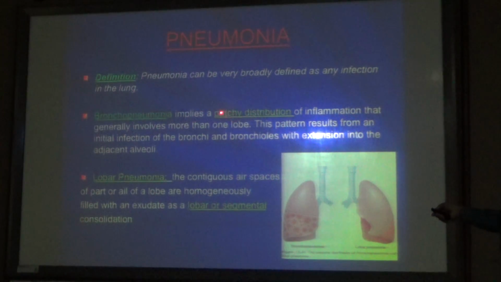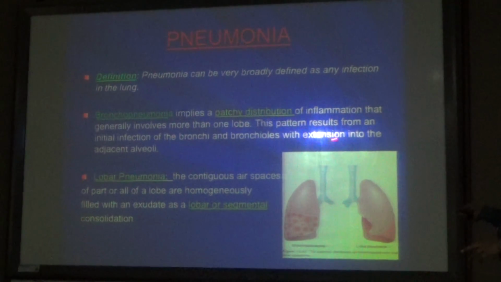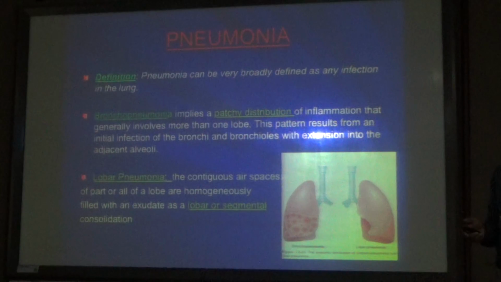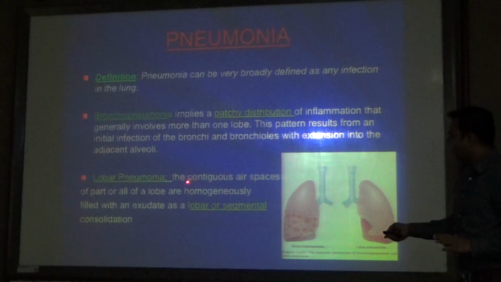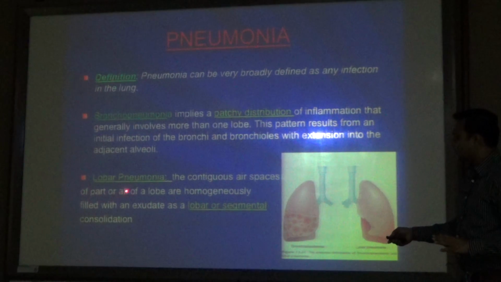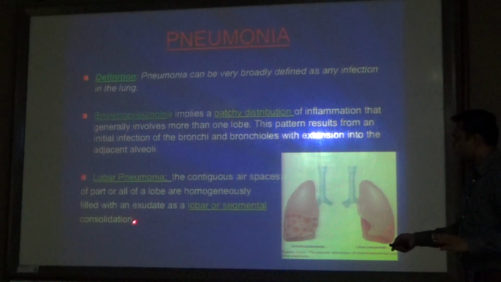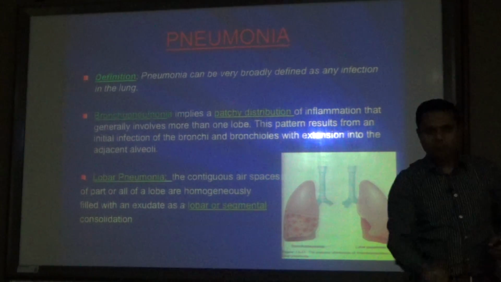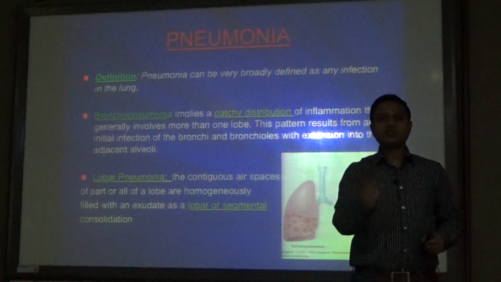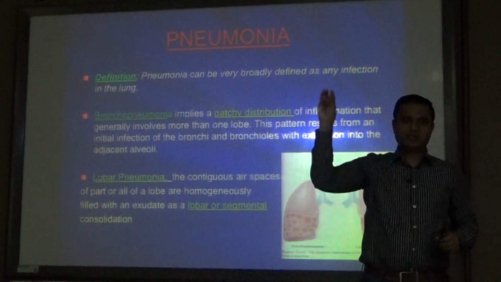Bronchopneumonia implies patchy distribution of inflammation that generally involves more than one lobe. Sometimes one lobe or more than one lobe. That will be patchy. That's very important, patchy. This pattern results from an initial infection of the bronchi and bronchioles with extension into the adjacent alveoli. Next is lobar pneumonia. Lobar pneumonia is contiguous air spaces of part or all of the lobe homogeneously filled with an exudate, as a lobar or segmental consolidation. One lobe completely or one segment completely, that is lobar. Broncho is only patchy.